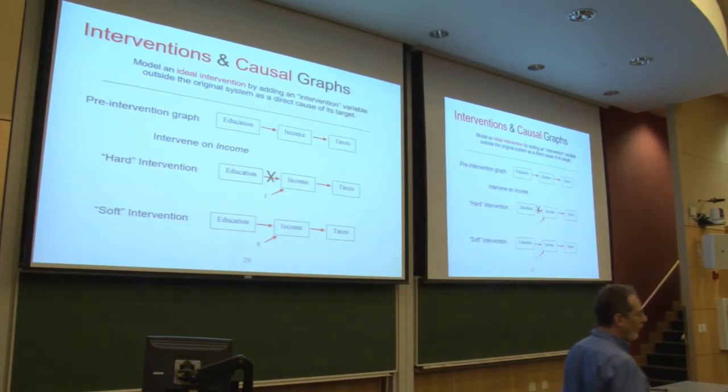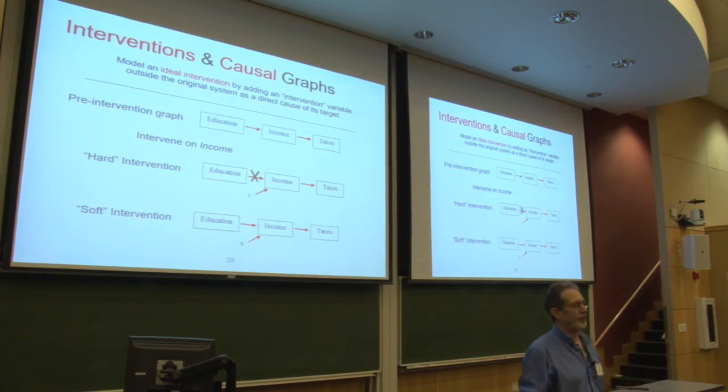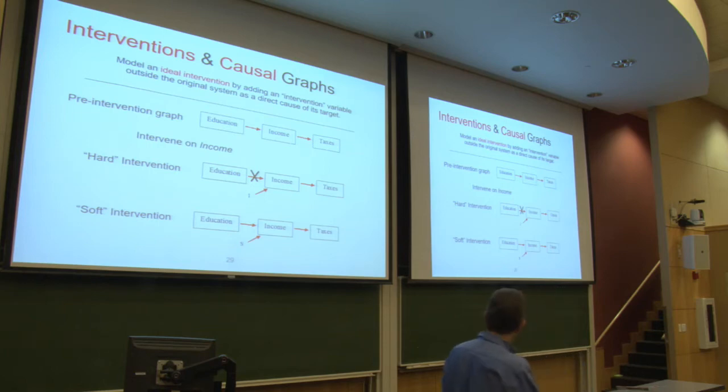Education level still is going to cause your income, but now my intervention is going to add either 10 or 50 to it. So that's called a soft intervention, and graphically I can represent it like this, where I don't change it by eliminating it, but I change it quantitatively or parametrically.